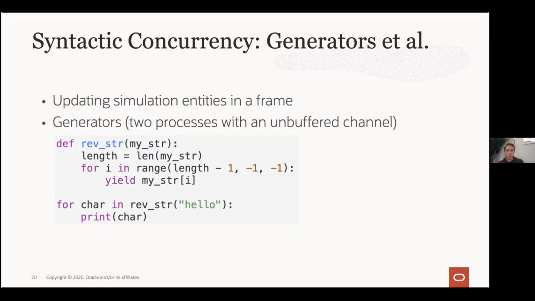Still, we could choose to use the same syntactic construct we use for concurrency. And while in practice, we'd normally make direct use of coroutines, the consumer also serving as the scheduler, we can also think of it as two processes, consumer and producer, in a parallel composition, communicating over an unbuffered channel.